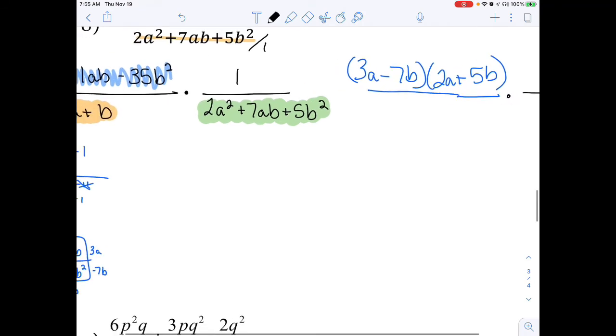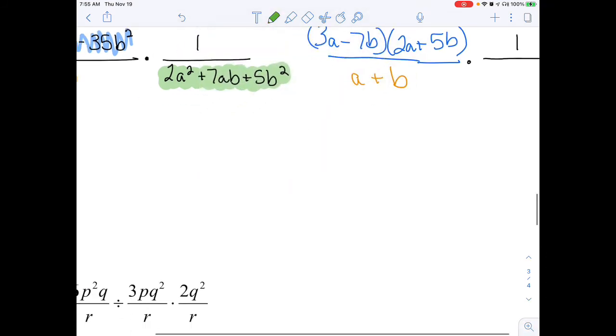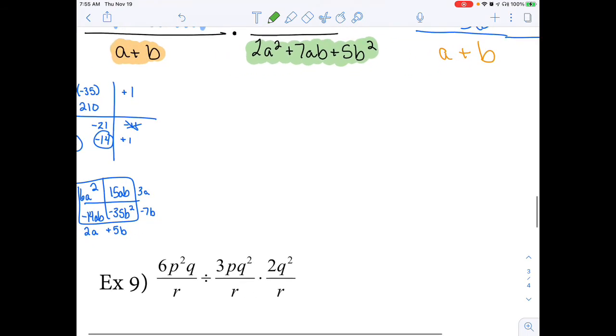So 1 does not factor, and we already said A plus B does not factor because there was nothing squared on it and there was no GCF. Now it's time for us to factor this green one. Again, your factoring skills have to be spot on. You should be able to factor this on your own. So I would encourage you, please pause the video, try it yourself.